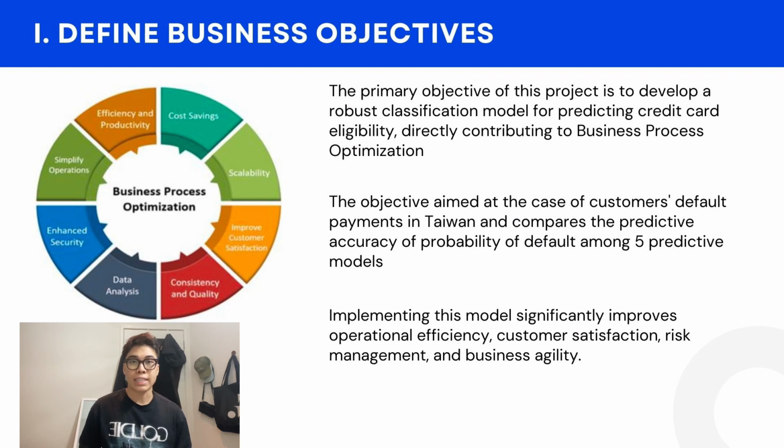The primary objective of this project is to develop a robust classification model for predicting credit card eligibility, directly contributing to business process optimization, as shown in the figure, which includes efficiency and productivity, cost savings, scalability, improved customer satisfaction, consistency and quality, data analysis, enhanced security, and simplified operations. The objective is aimed at the case of customer default payments in Taiwan and compares the predictive accuracy of probability of default among 5 different predictive models.